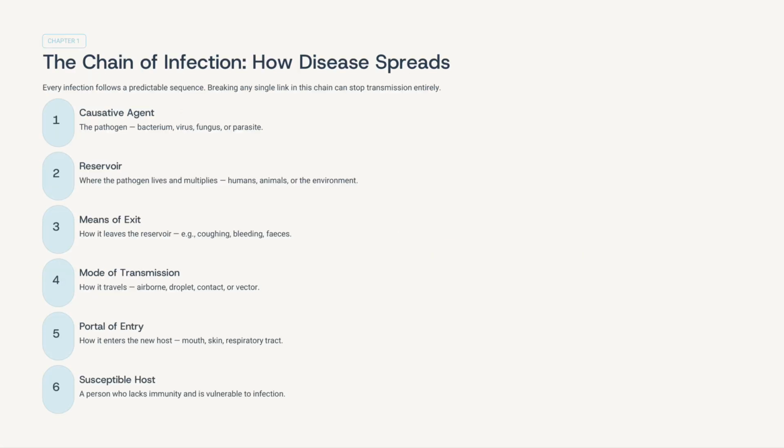Every infection follows a chain: an agent, a reservoir where it lives, a means of exit, a mode of transmission, a portal of entry, and a susceptible host. Breaking any one of these links can halt spread. This framework helps us target interventions like hygiene, disinfection, vaccination, and isolation.